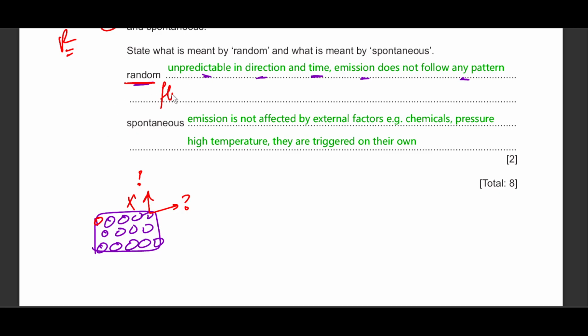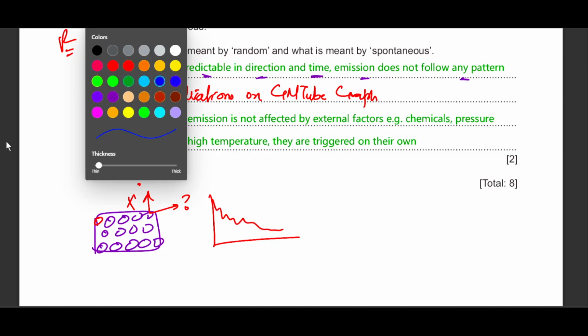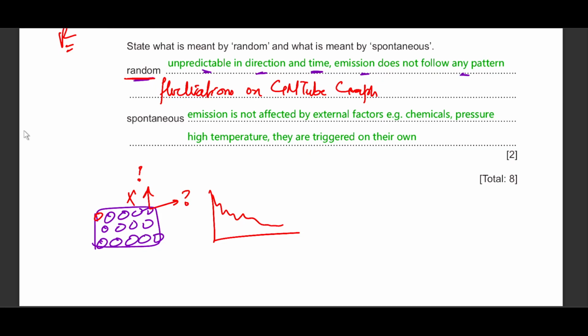And there is another point for this. It actually shows fluctuations on the GM tube graph that we sometimes draw like this. The graph has fluctuations, and this also contributes to the random nature of radioactive emission.